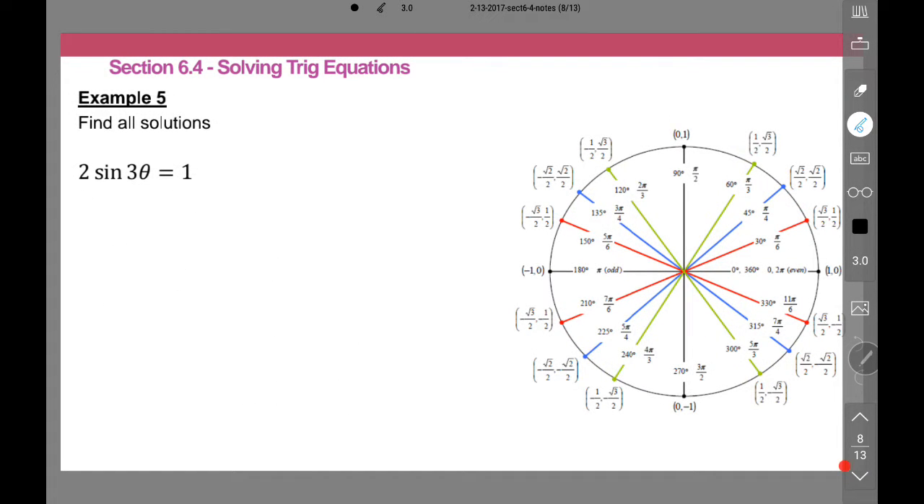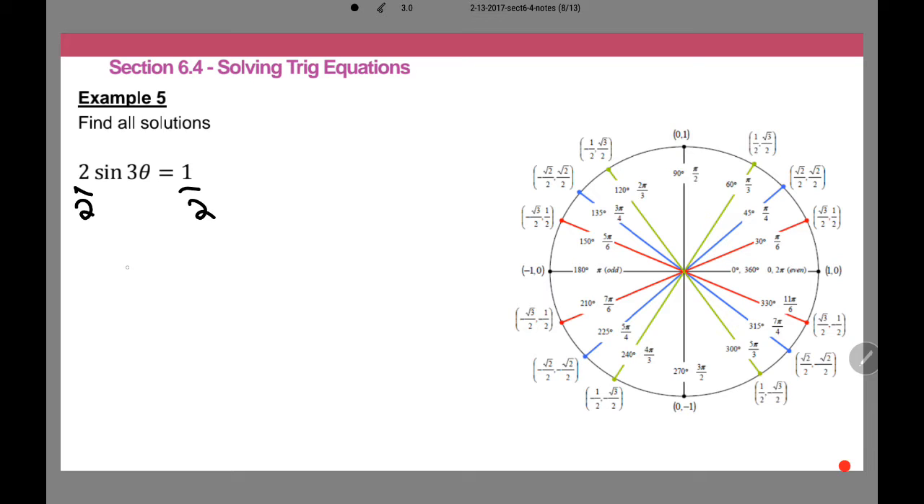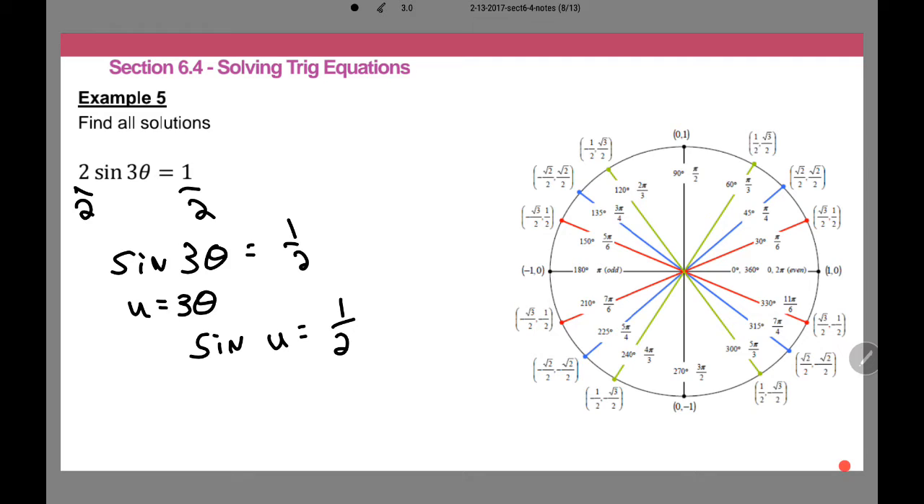Alright, this one works very similarly, but it is a little different because we've got that 3 inside with the theta. So first step, same as before, divide by 2. So I'm left with sine of 3 theta equals 1/2. Now, we don't have 3 theta on our unit circle, so I'm going to change 3 theta into a u, and I'm going to do the sine of u equals 1/2. What this will allow me to do is look at my unit circle and figure out what u is.